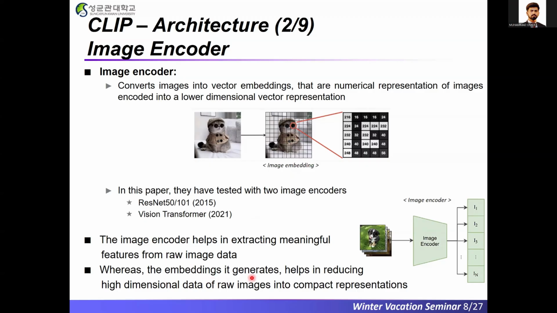The embedding it generates helps in reducing high dimensional data of raw images into compact representations. For example, this is high level data for a computer. It cannot understand it directly. So we need to convert it into numerical representations in order for a machine learning model or a deep learning model to understand.